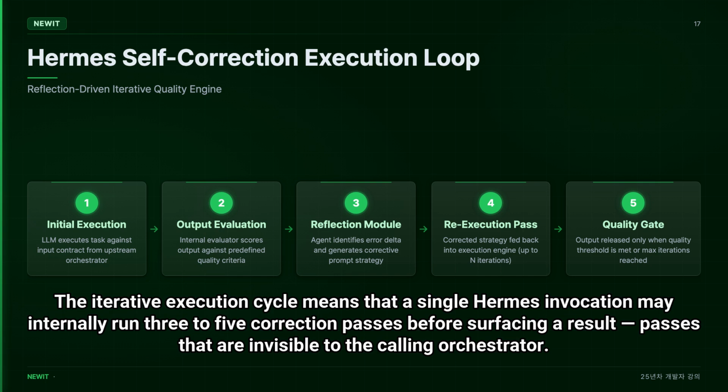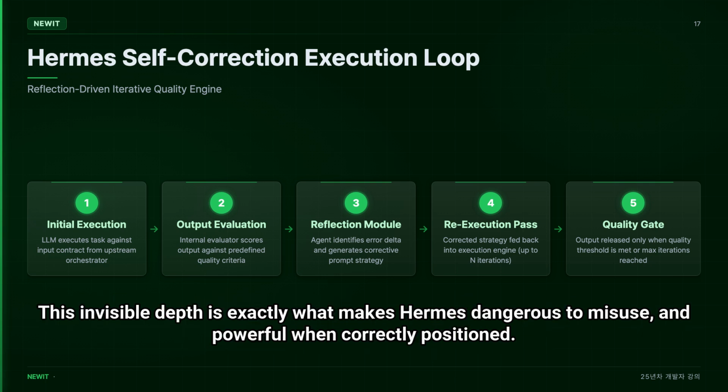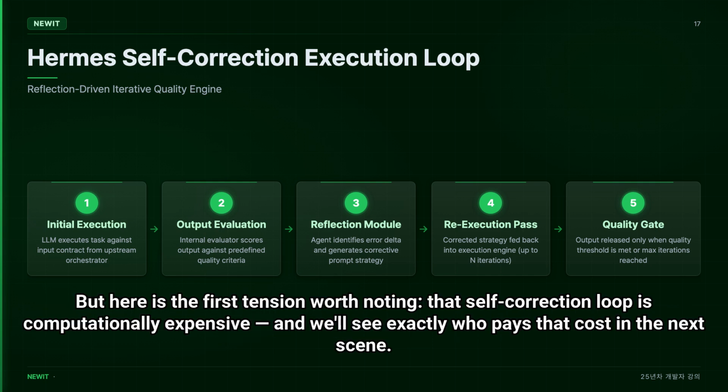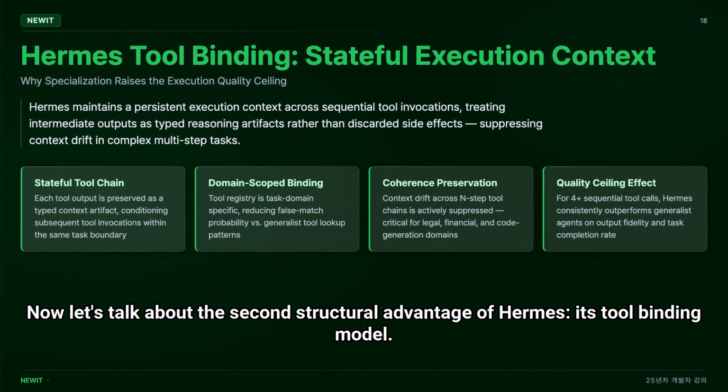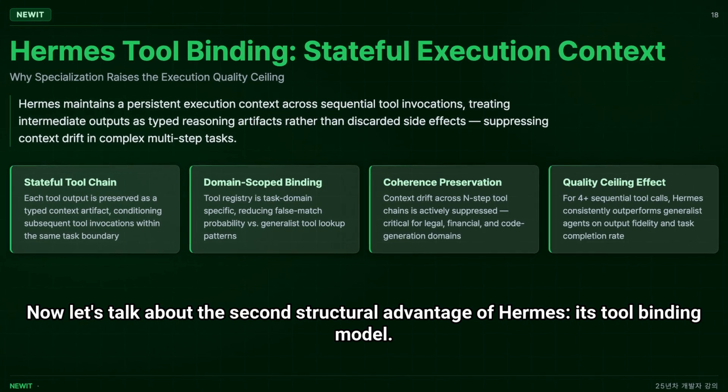The iterative execution cycle means that a single Hermes invocation may internally run 3 to 5 correction passes before surfacing a result, passes that are invisible to the calling orchestrator. This invisible depth is exactly what makes Hermes dangerous to misuse and powerful when correctly positioned. But here is the first tension worth noting: that self-correction loop is computationally expensive, and we'll see exactly who pays the cost in the next scene. Now let's talk about the second structural advantage of Hermes, its tool binding model.